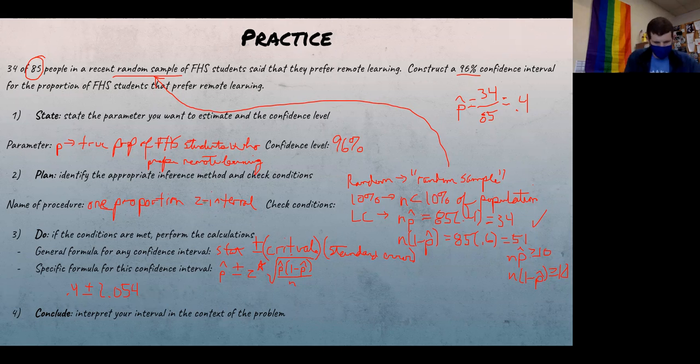And then now we can plug in the rest of this, which is going to be the square root of p hat is 0.4, 0.6 over a sample size of 85. All right, we can go through and calculate from here. I'll pause the video. We can just do that. And let's come up with the confidence interval right there.